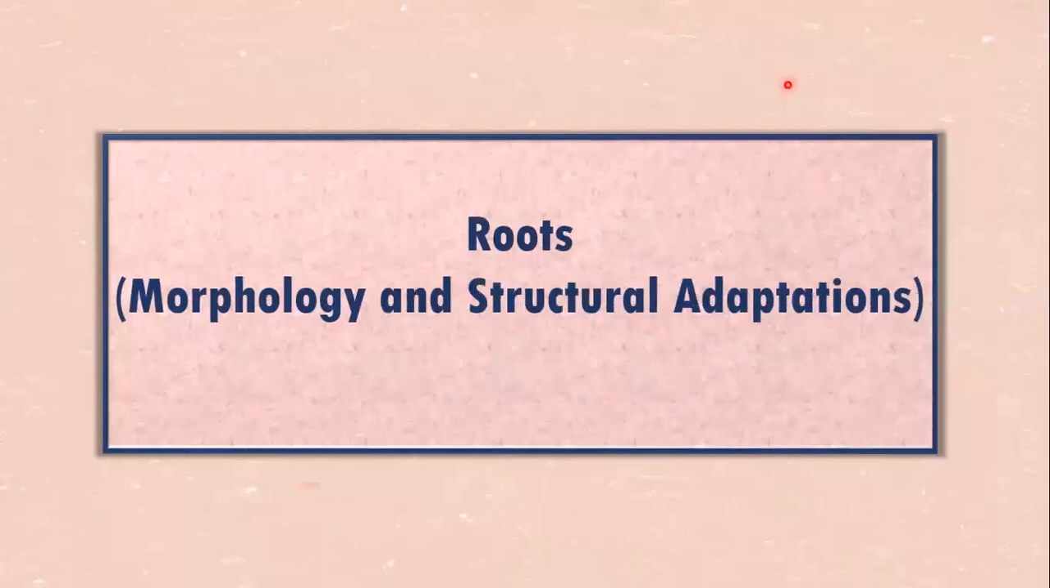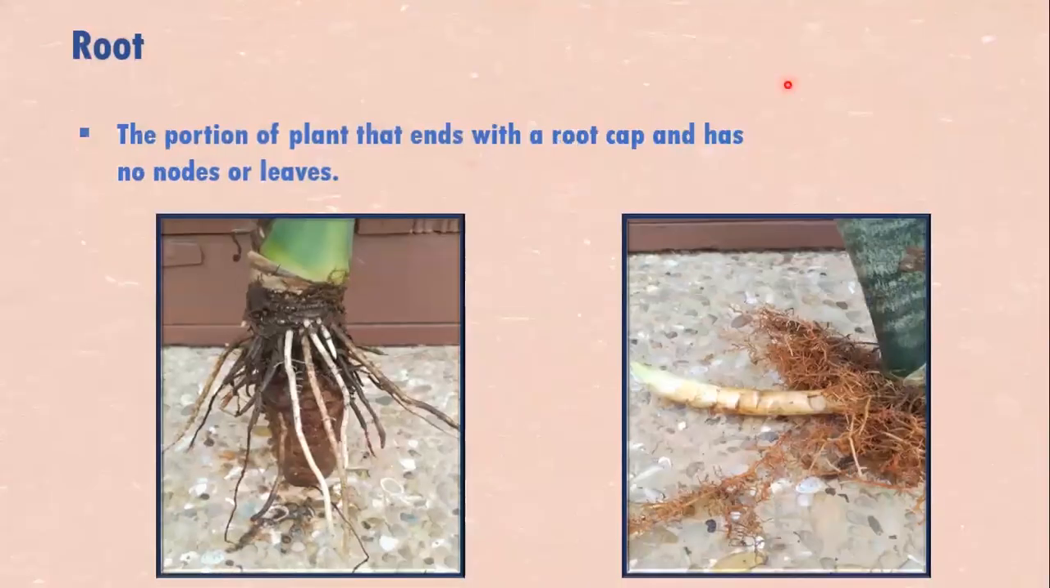Today we are discussing roots, their morphology, and structural adaptations. A root is the portion of the plant that ends with a root cap and has no nodes or leaves.